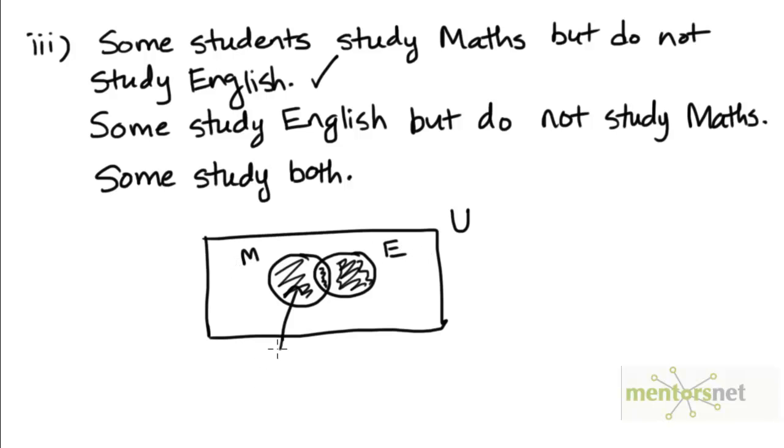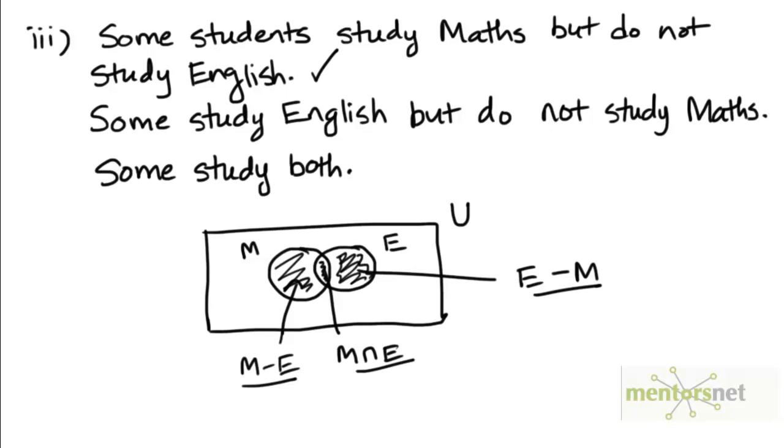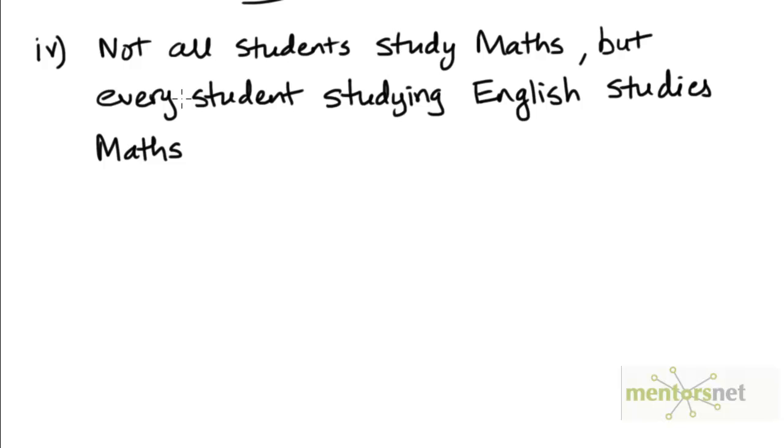This region is the set M minus E, this region is the set M intersection E, and this region is the set E minus M. So this verbal description is indicating that all these three sets are non-empty. So this is the most general relationship possible between the sets M and E. Here's a fourth verbal description. Not all the students study maths, but every student who studies English also studies maths.